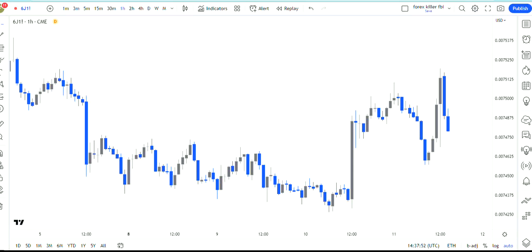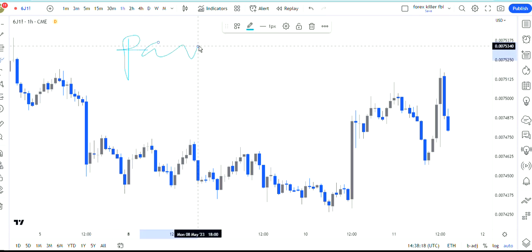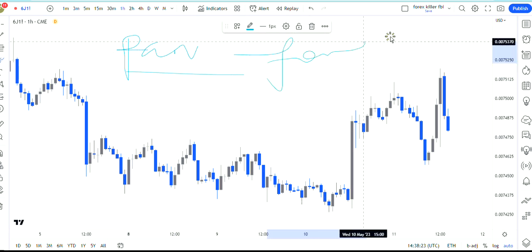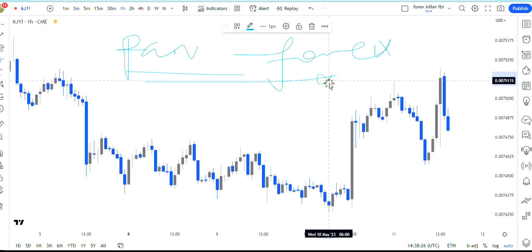Gentlemen, let us see how you can deal with Japanese yen pairs. Some traders don't know how to trade Japanese pairs. As we know, in the Forex market, we have something we call a pair.